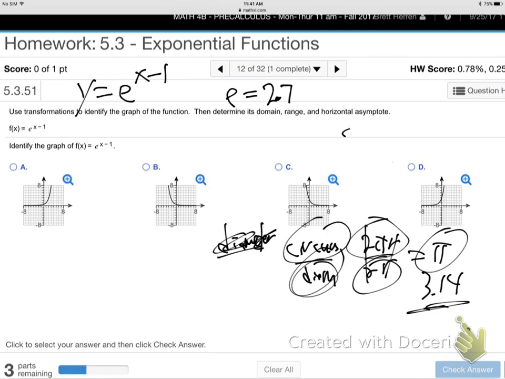Anyway, pi is a number that is irrational, which means it actually goes on forever and ever and ever with no pattern.